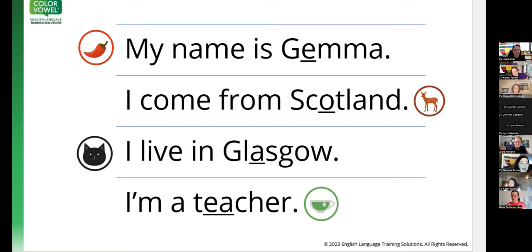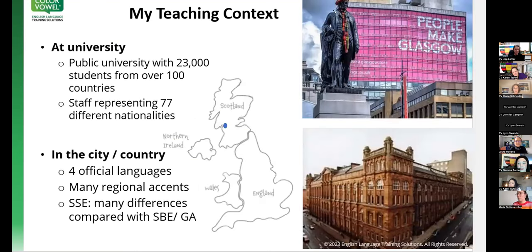All right. A little bit about my teaching context, first of all. I see a couple of people here I know who are in Glasgow, so you'll know this very well also. When students come to study at our university, or really in many of the different universities in the United Kingdom, they often have this perception that they are going to be hearing the Queen's English. They assume that that is spoken all over the UK, and that's what they're going to hear.